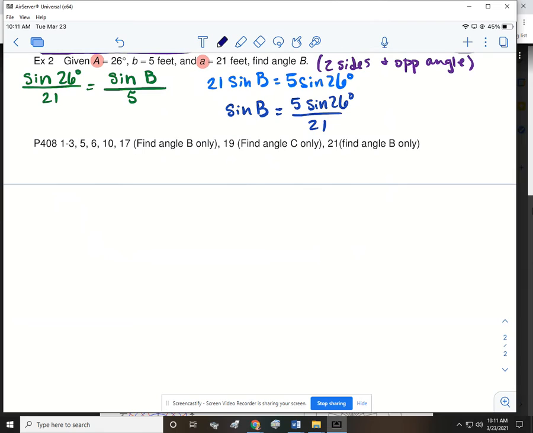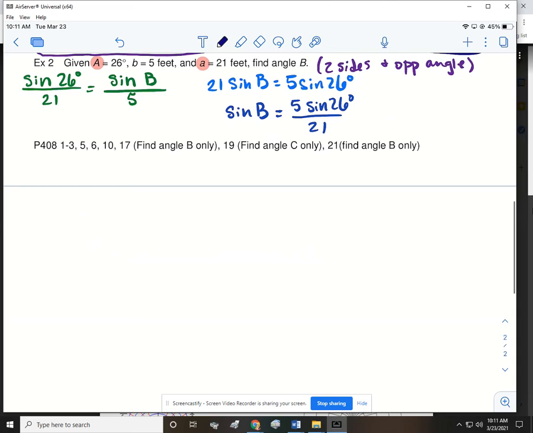This is what the sine of B equals, but I don't want the sine of B. I want what actual angle B equals. When we know what the sine of an angle is and we want to find the angle, that's where we do the inverse sine. So B should be the inverse sine of that fraction. Okay, so that's the law of sines.